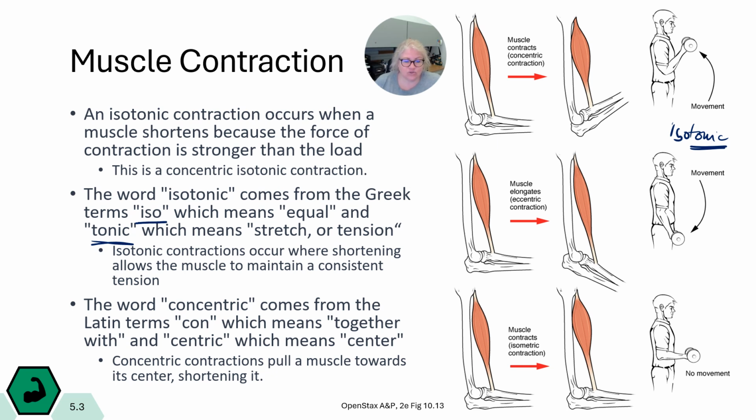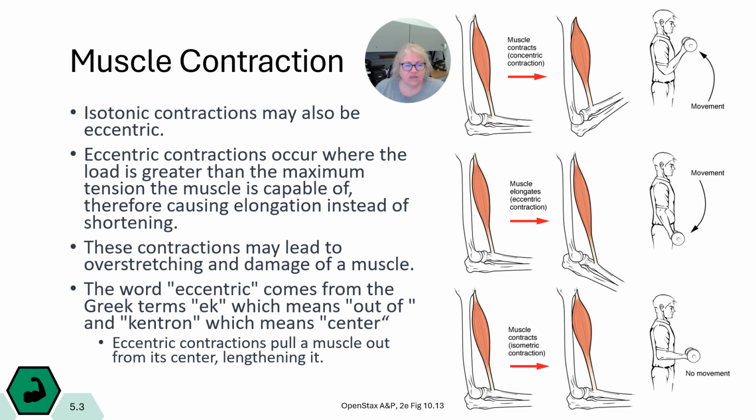Isotonic, because the tension is staying the same, but the muscle will shorten. The word concentric comes from Latin terms con, which means together, and centric, which means center. Concentric contractions pull a muscle towards its center, shortening it. So here we have concentric contractions, and we're moving towards the center of the muscle. See, it got bulkier in there because we contracted it. So that's concentric, isotonic.